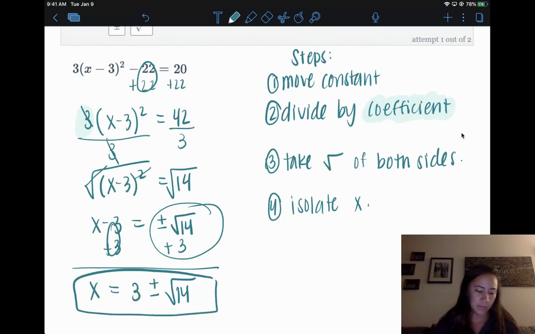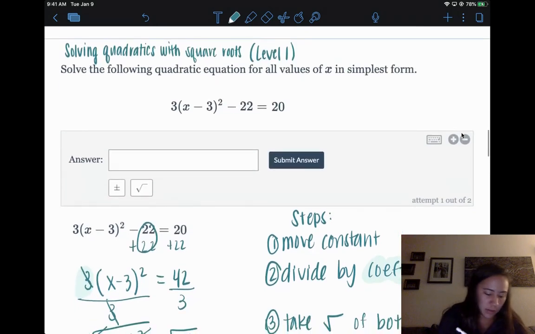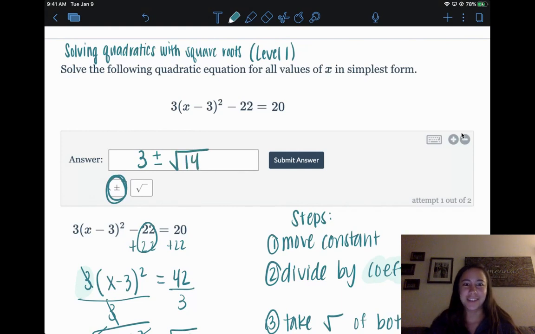Remember that. So your answer up here, you're going to type in 3 and then notice that there's this plus or minus for you. Square root, there's your square root, and then 14. And then there's your answer. So if you plug that in, you guys should get the right answer.